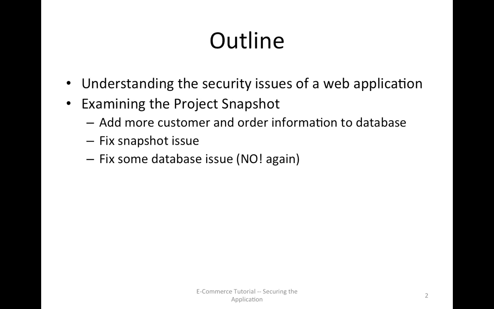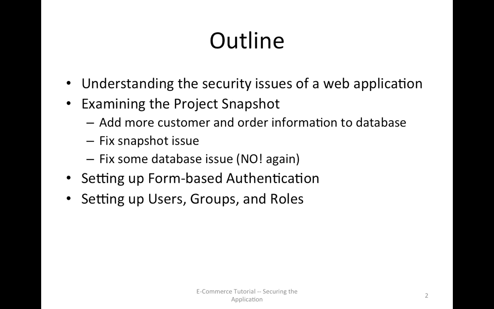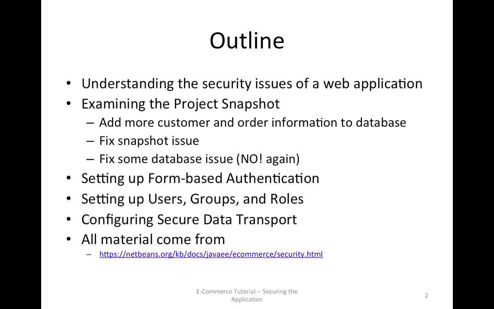Because we missed something when we designed our data model. If you paid attention in the last unit, our project did not display the date that the customer order was processed. So we need to go back and fix the date created column in the customer order table. Then we will set up form-based authentication. Then we will set up user groups and roles. Then we will configure secure data transport. Again, all the materials in this presentation come from the NetBeans.org website.